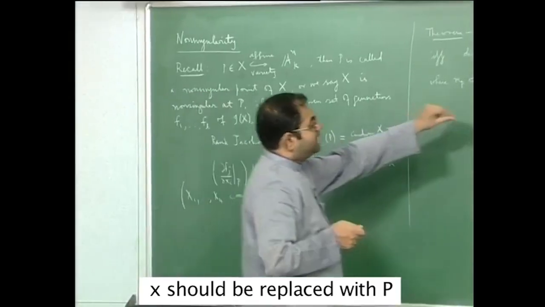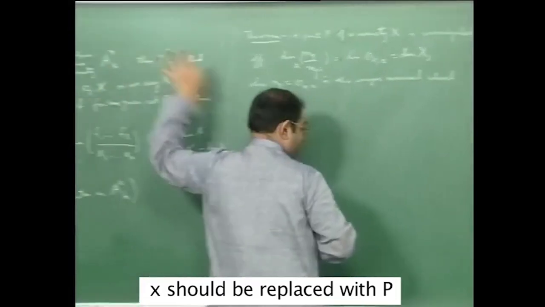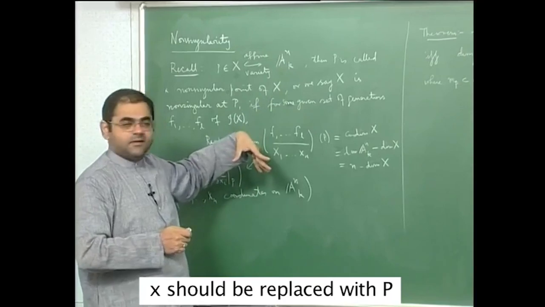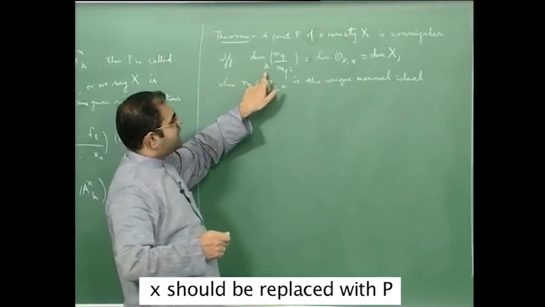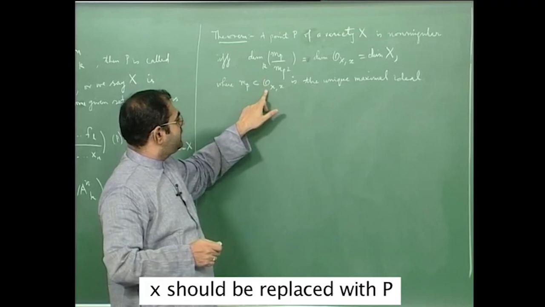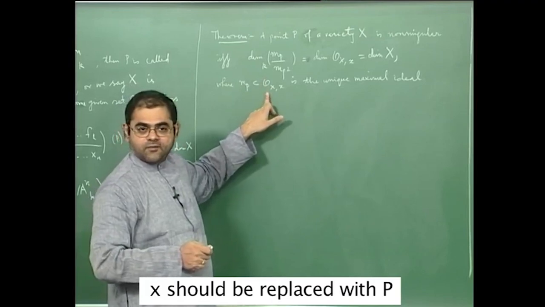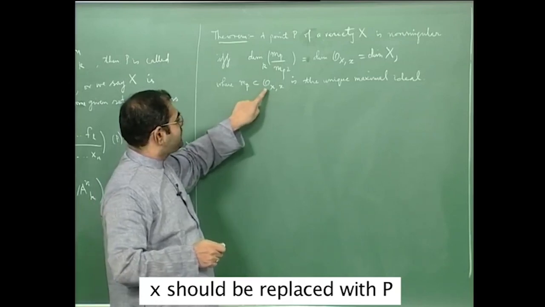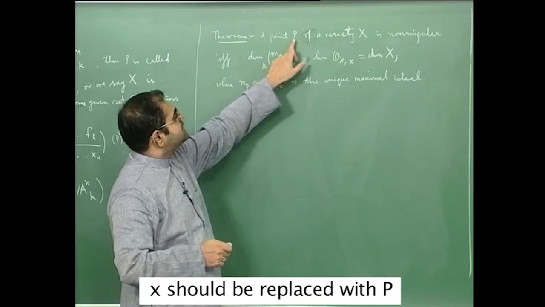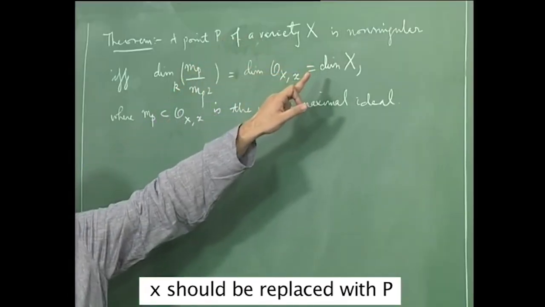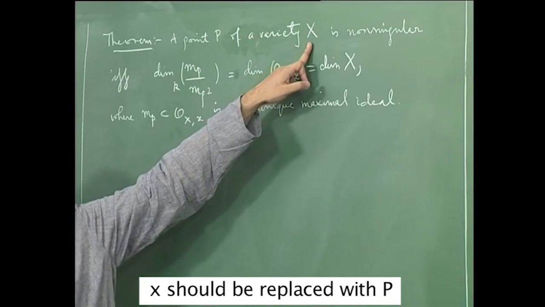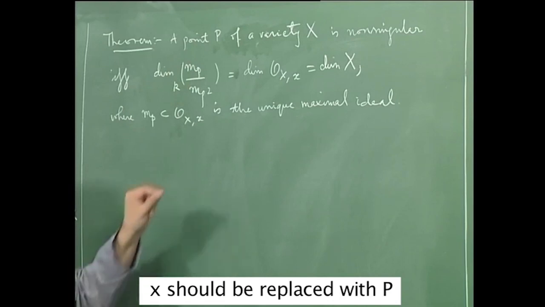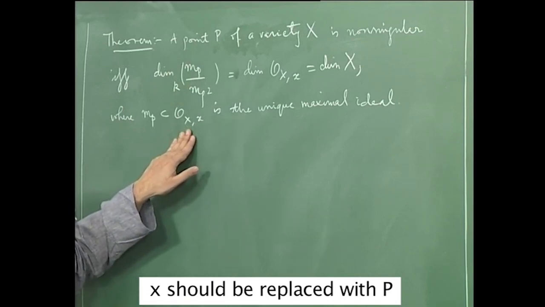And here the definition of non-singularity we are using is this definition, which is full of ambiguities. Whereas this theorem gives a condition, and the condition is only on the local ring of the variety at that point. You can see immediately one thing: because it's a condition on the local ring, I can assume that this point is on an affine variety, because I can go to an affine open subset of this variety which contains the given point. So it depends only on the local ring.